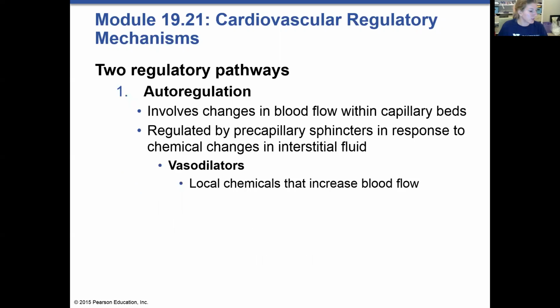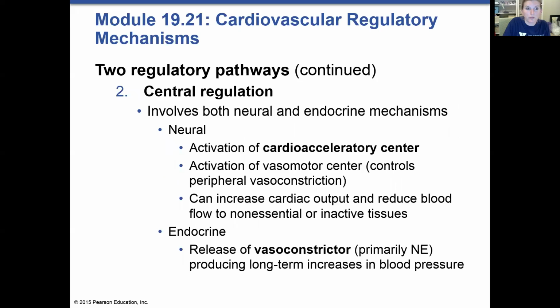So through autoregulation, you have this change in blood flow within the capillary beds. This is kind of regulating those precapillary sphincters, shunting blood this way or that way. It's also activating vasodilators, which are little local chemicals which will allow the arterioles to dilate and redirect blood flow at the local level. Centrally, we have the cardioacceleratory center of our medulla oblongata and the vasomotor centers.